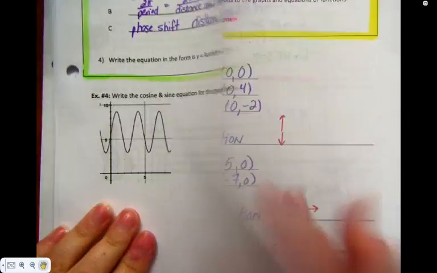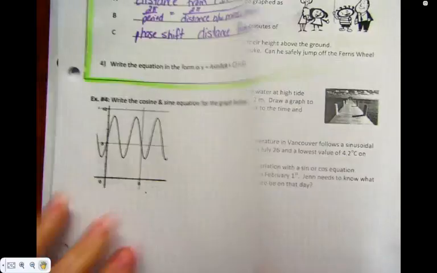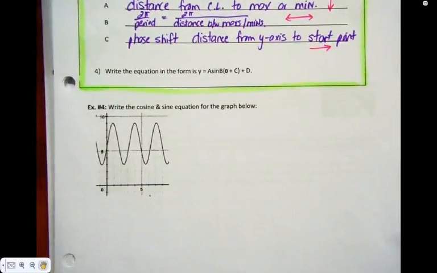Practice some more. I think this is our last one for today. Oh, no, 2 more. We want a sine and a cosine equation for the graph below.